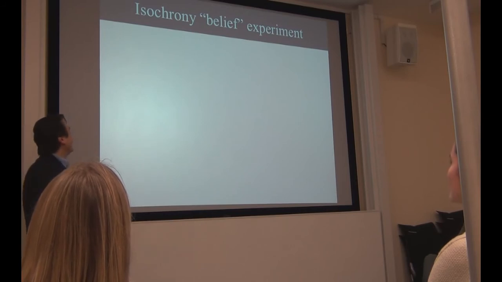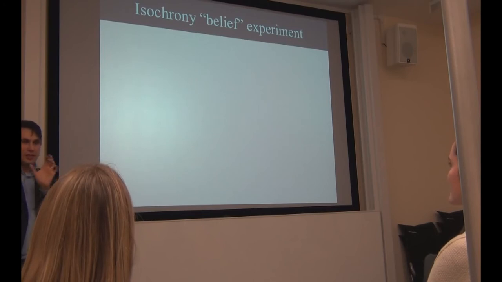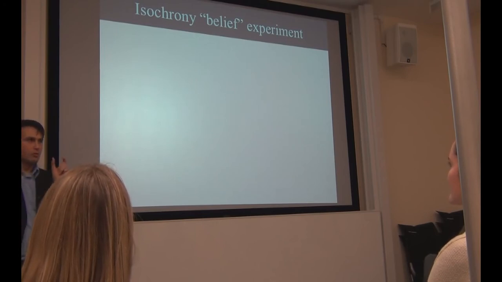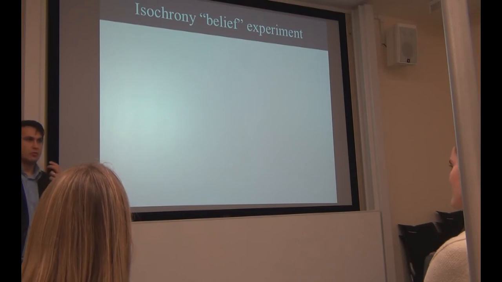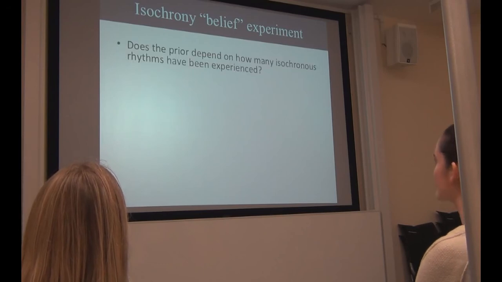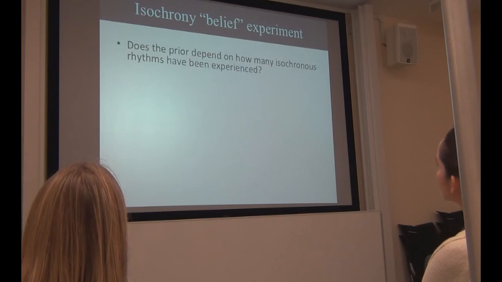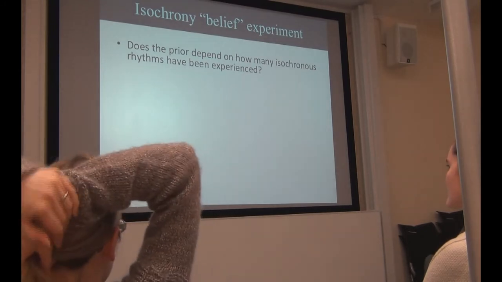Sorry about that. Okay, now we have an experiment in which we know what the base duration is, or we know that there are 3 base durations. And we want to play with this knowledge. So now we want to modulate the participant's belief that the next trial is going to be isochronous. What we want to test is whether the prior expectation depends on how many isochronous rhythms you have seen during the course of the experiment.